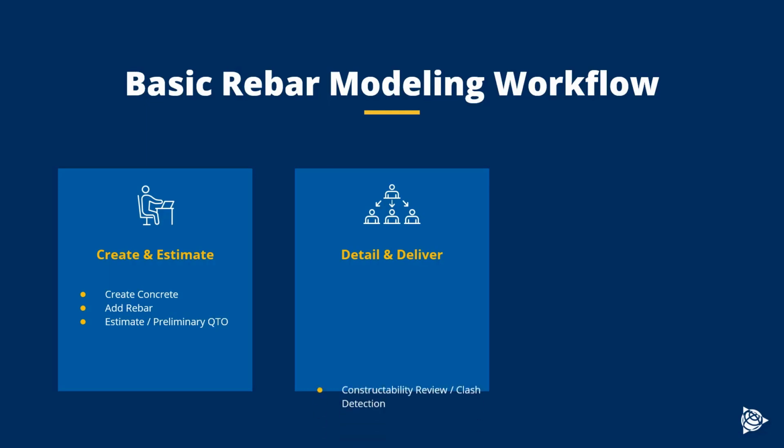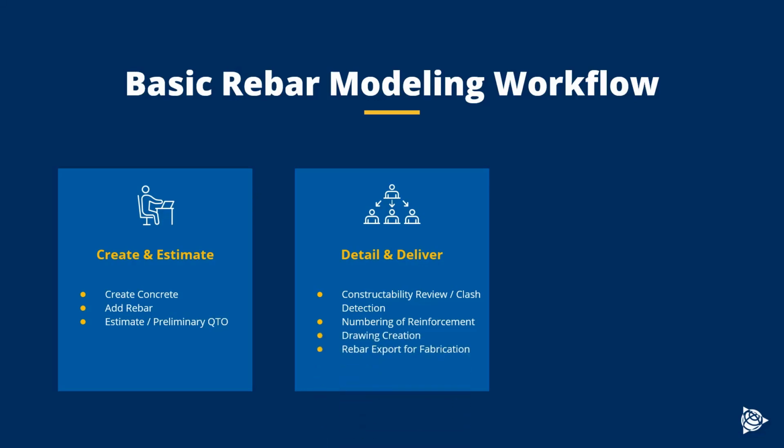Usually the first step is numbering and performing some sort of constructability review or clash detection. And then from there, we can use that information to start creating other outputs such as drawings or bar exports for bending machines in either ASA or Soule formats.